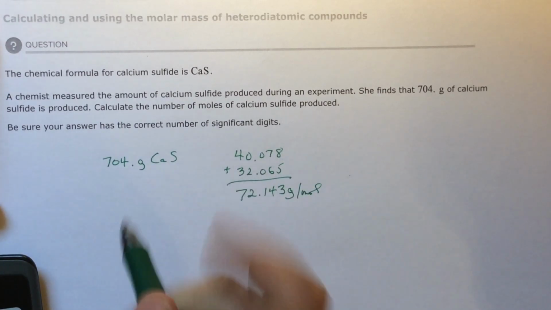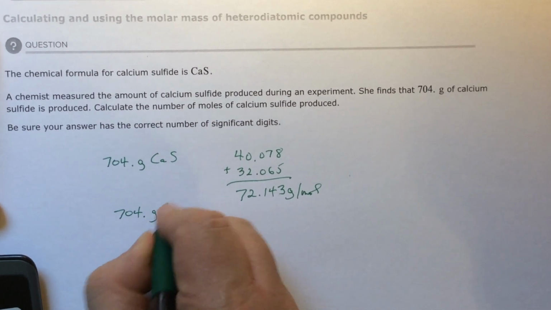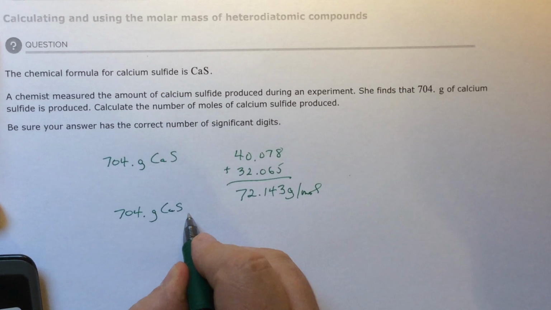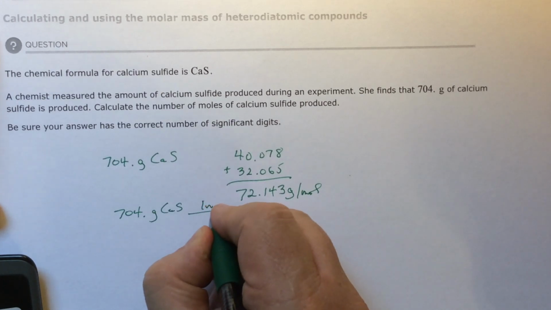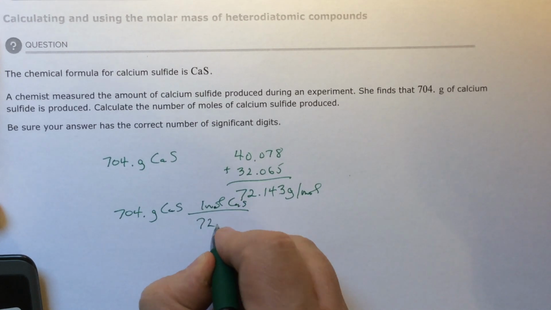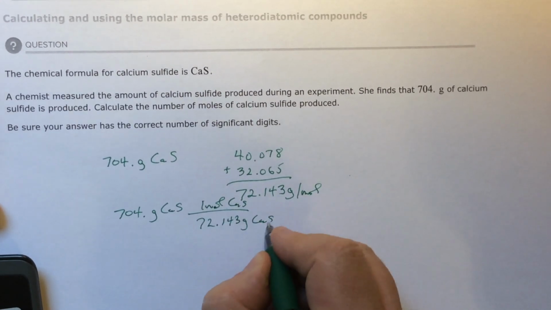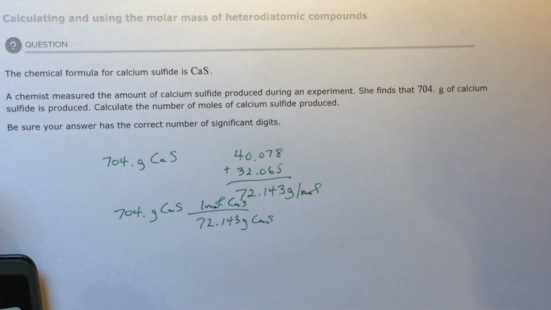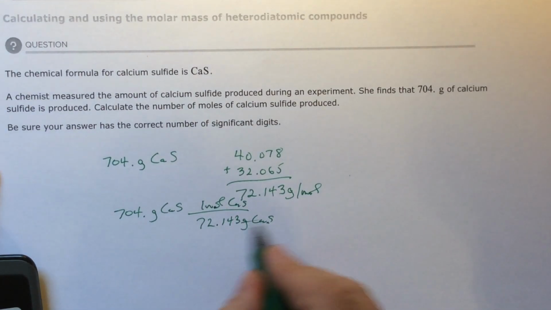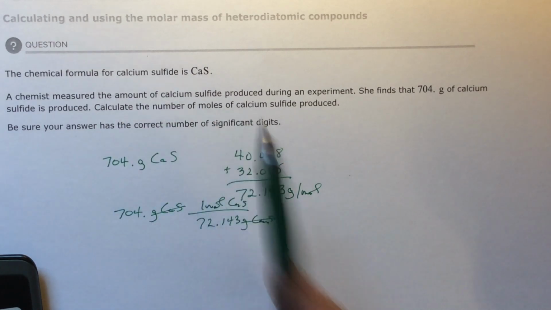So let's put that together. We start again with what we're given: grams of calcium sulfide. In 1 mole of calcium sulfide, you have 72.143 grams of calcium sulfide. All right, so now that you've divided, grams cancel, and you're going to end up with moles of calcium sulfide as an answer, and that's what you're asked to find: calculate the number of moles.